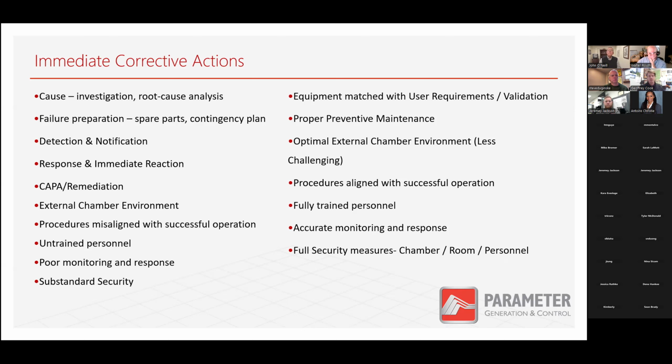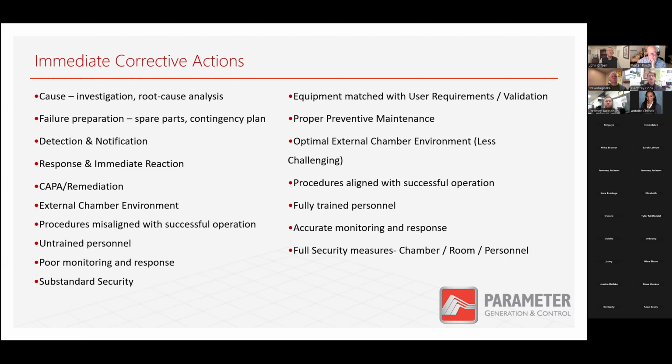The procedures are misaligned with successful operation. Again, you want to have established procedures for how to operate the machines that include these contingency plans and make sure that all your personnel are trained on that. The monitoring response can be poor if you don't have a good contingency plan.